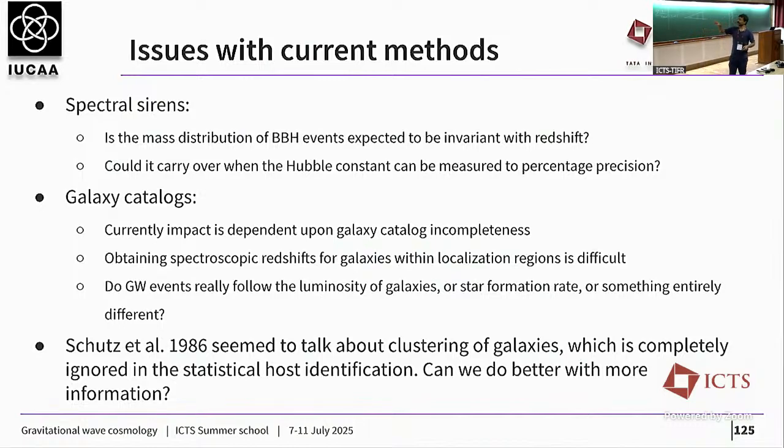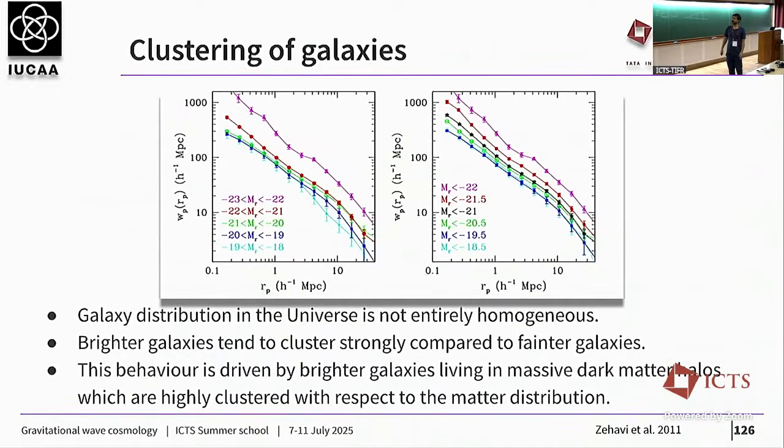And so the question becomes, can we do a bit more with this information that galaxies are not completely randomly distributed, but that they are clustered with respect to each other? So that is in the next half an hour or so, I will try to go through these methods.